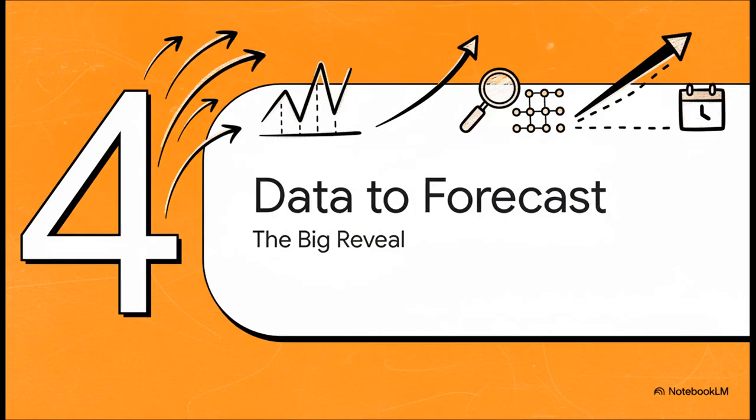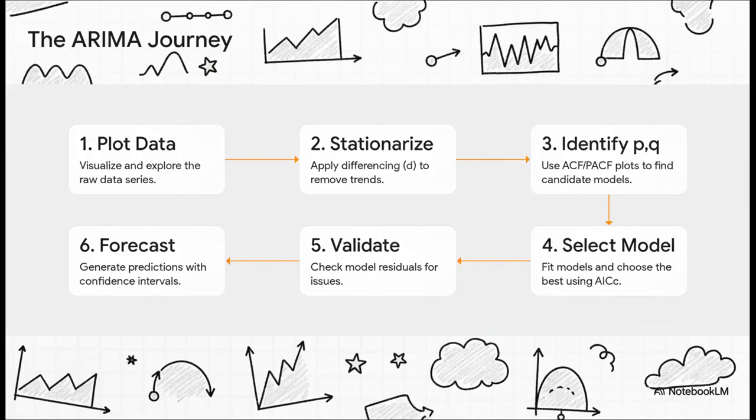All right, we've done the hard work. We've wrestled the data into a stable form, we've played detective to find the hidden patterns, and we've picked our champion model. It's time to put it all together and see what all that work actually gets us. So, if you look back, this whole thing has been a really clear logical journey, right? We start by just looking at the data. Then we stabilize it. We find its fingerprints, pick the best model, double-check our work, and only then do we finally make the forecast. Every single step is absolutely crucial.